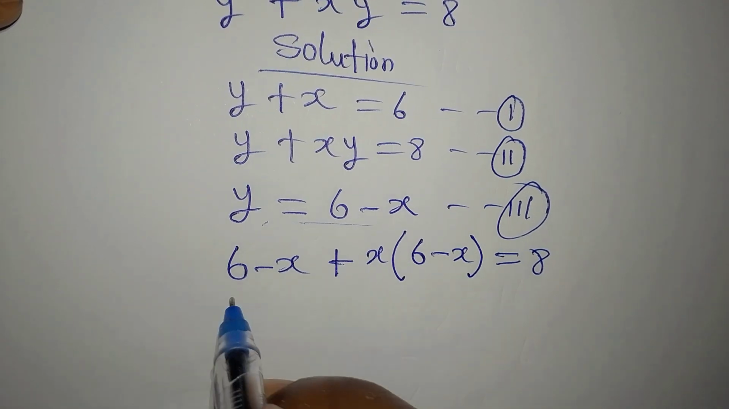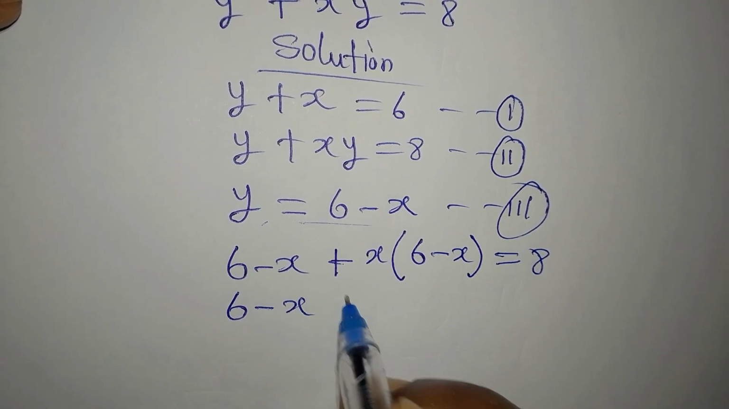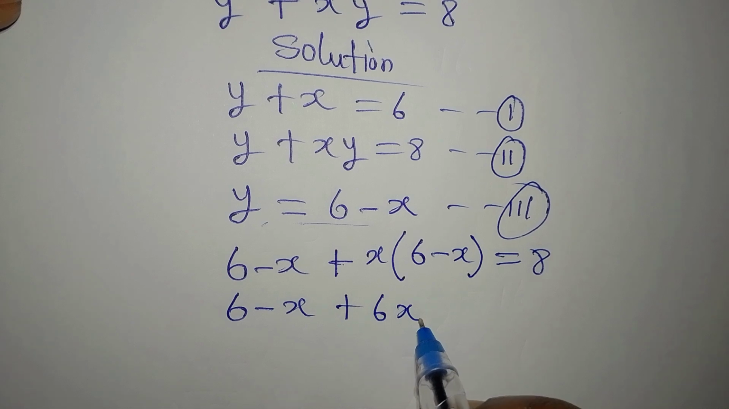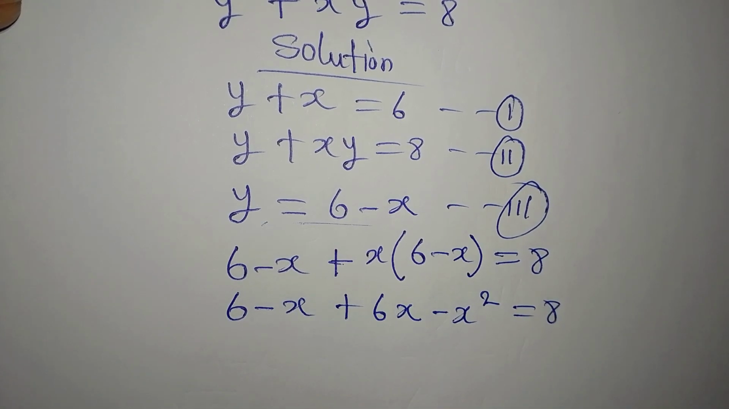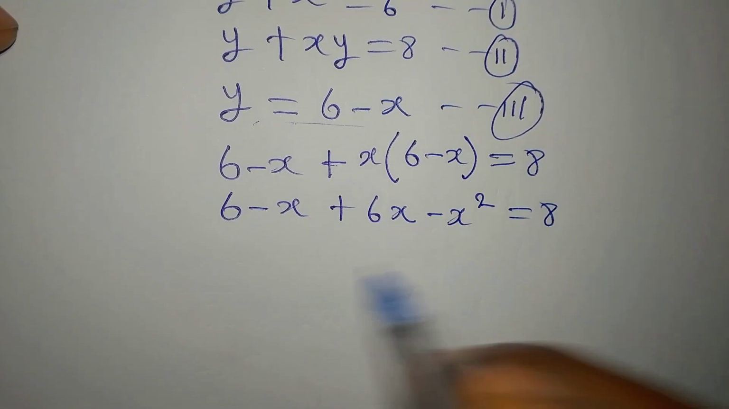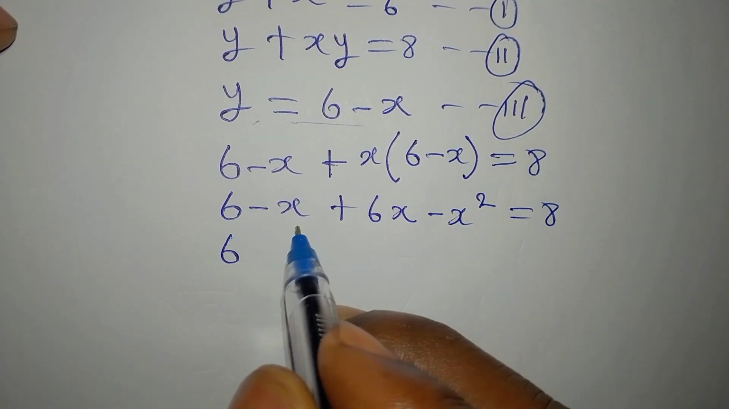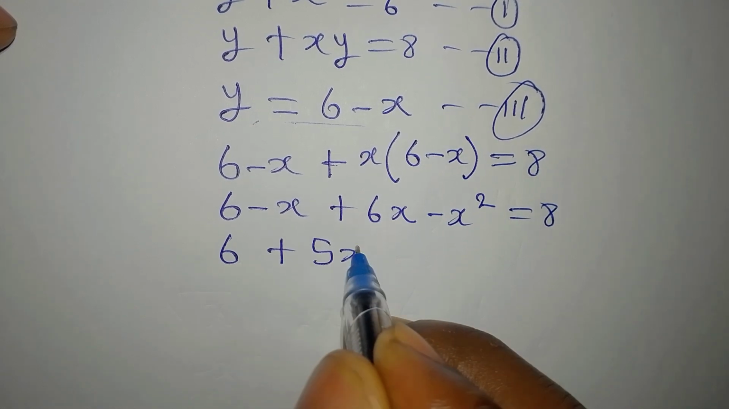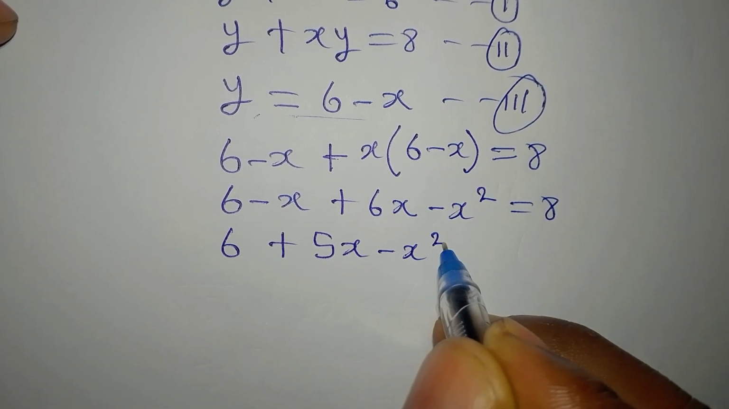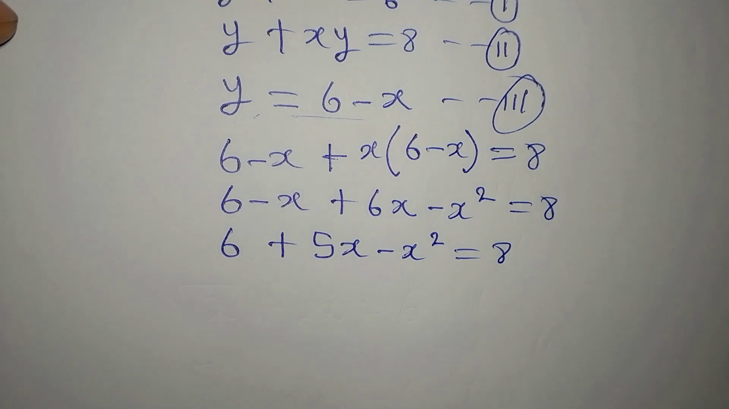Now open the bracket so that 6 minus x plus 6x minus x squared is equal to 8. From here, let's continue, because 6 minus x plus 6x is plus 5x. Then minus x squared, and it's equal to 8.